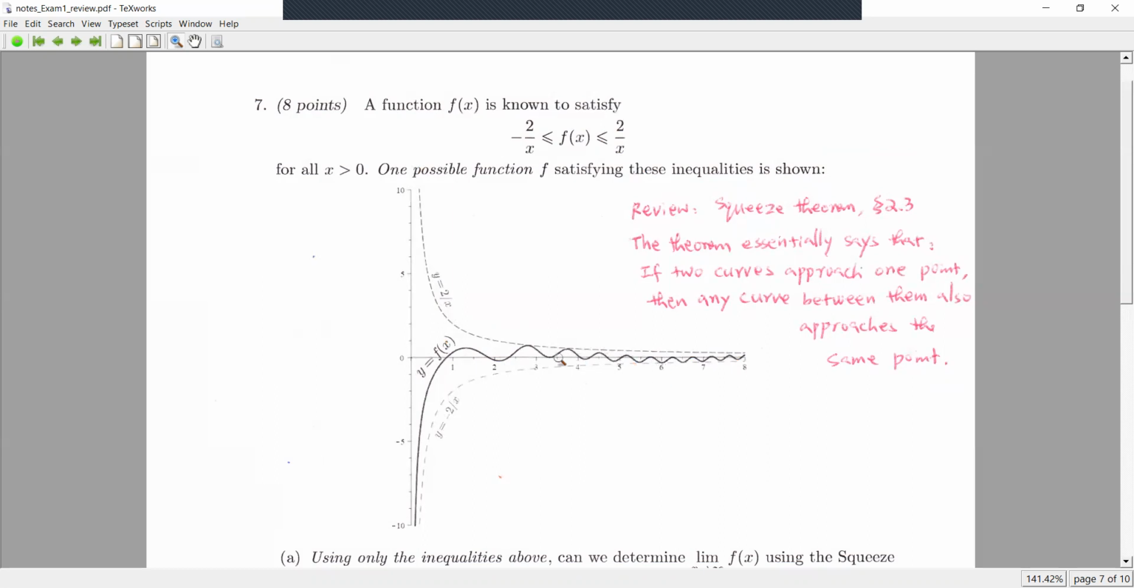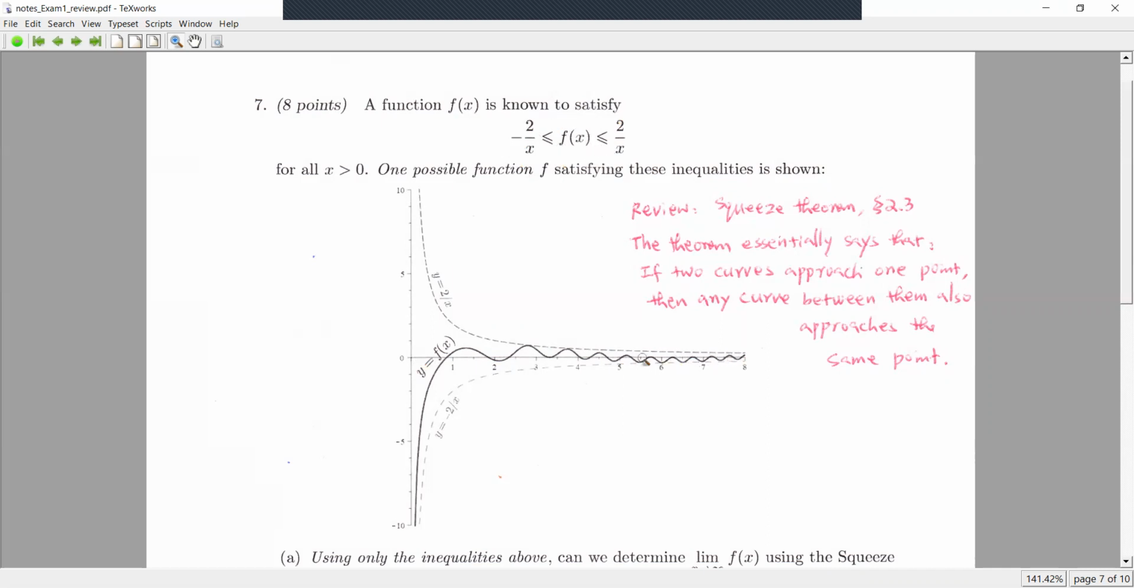Because as x approaches 0, the lower function and the upper function don't approach the same point, we cannot tell the limit of the middle function f. There are many possibilities for the limit of the middle function f.